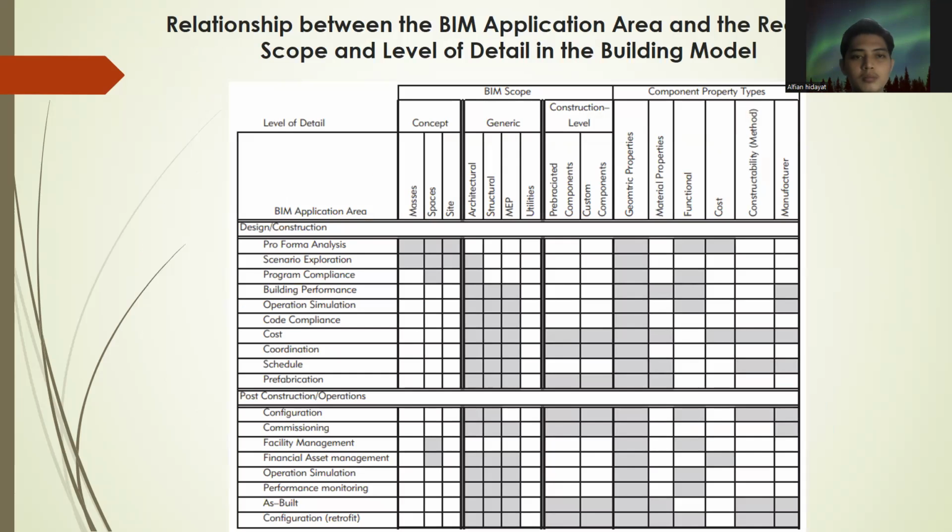This is the relationship between the BIM application area and the requirement, scope, and level of detail in the building model. Levels of detail are concept, generic, and construction. The BIM application areas are vision, construction, and post-construction operation. In concept, there are massing, space, site, generic architecture, structure, and MEP. At construction level, there are prefabricated components and custom components. In the component property type, there are geometric properties, material properties, functional, cost, and so on.